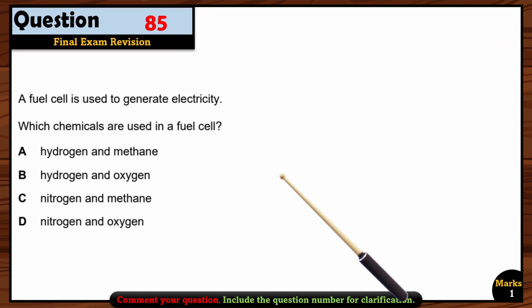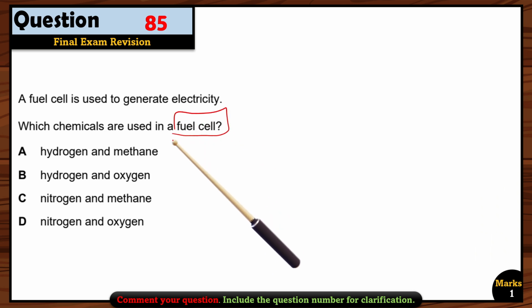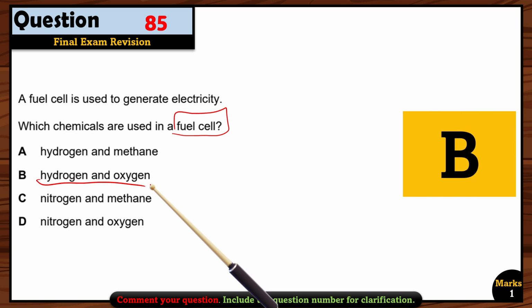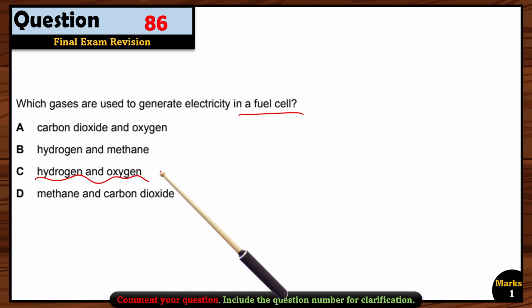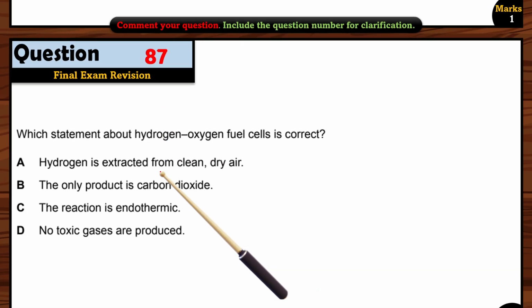Question 85. A fuel cell is used to generate electricity. Which chemicals are used in the fuel cell? Remember, the fuel cell is always the hydrogen oxygen cell. So it will be hydrogen and oxygen. Option B is the right option. Which gases are used to generate electricity in a fuel cell? Again, hydrogen and oxygen are the gases that will be used in the fuel cell. Option C is the right one.